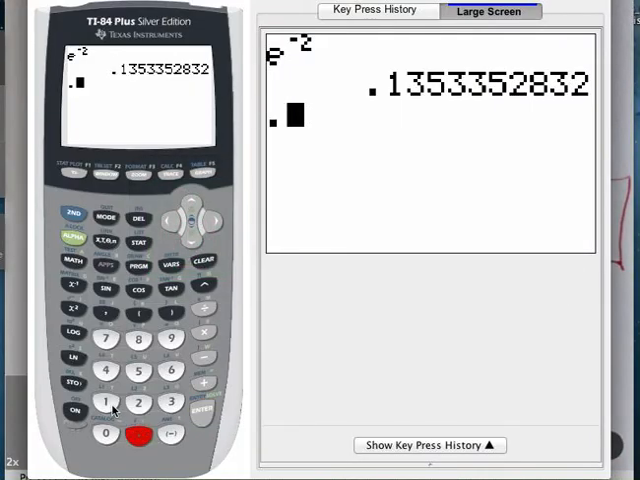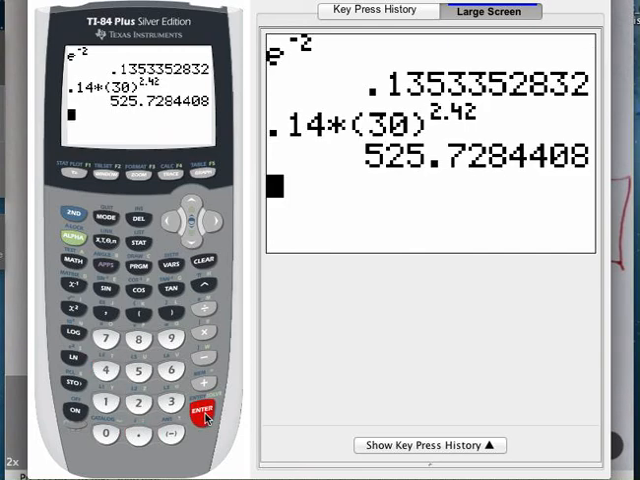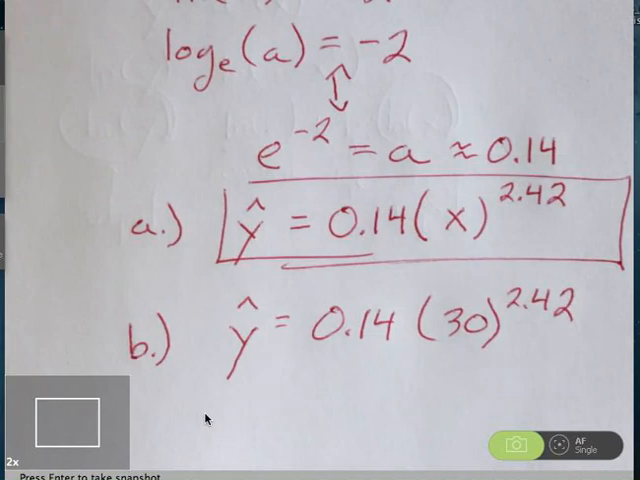So 0.14, and we're going to multiply that by 30 to the power 2.42. There we go. So we have about 525.73 kilograms, if you will. And there's our prediction.